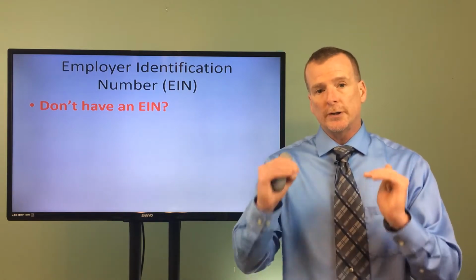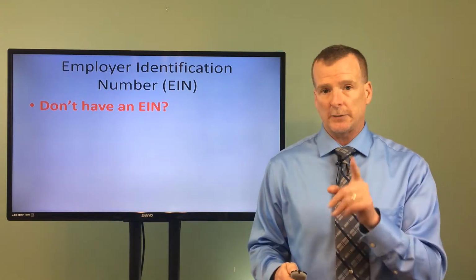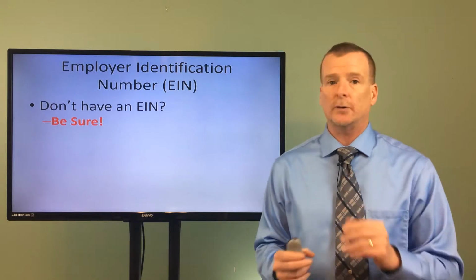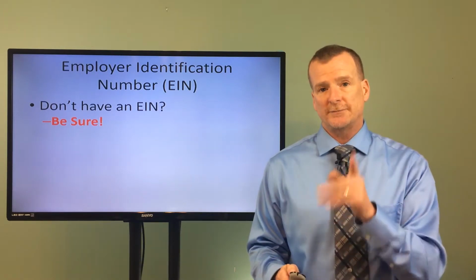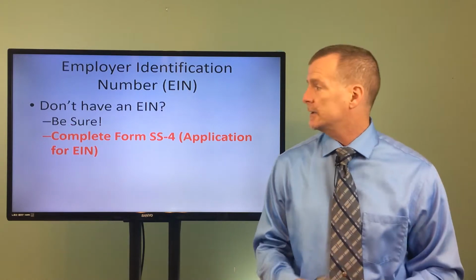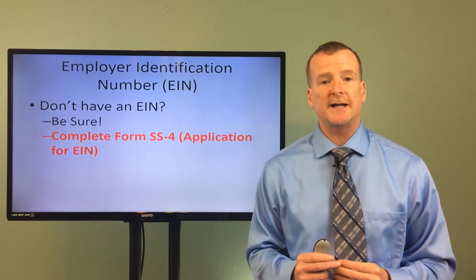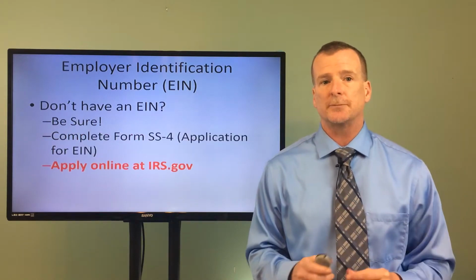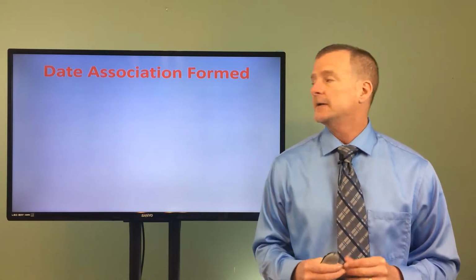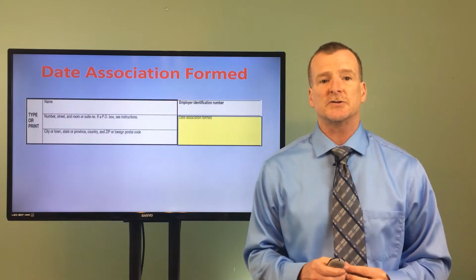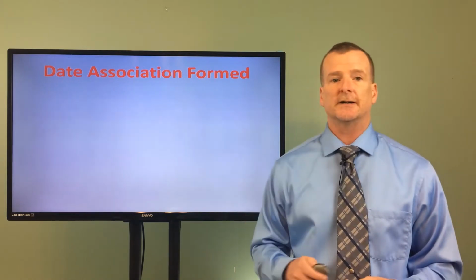If you are sure you don't have an EIN, meaning you want to be absolutely sure you don't have one, because you don't want to apply for a second one if you already have one. However, if you know you've never applied for an EIN, you complete Form SS4 application for an EIN, which is relatively simple to complete, or you can apply online at irs.gov.